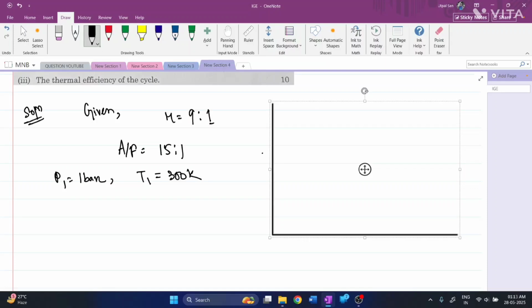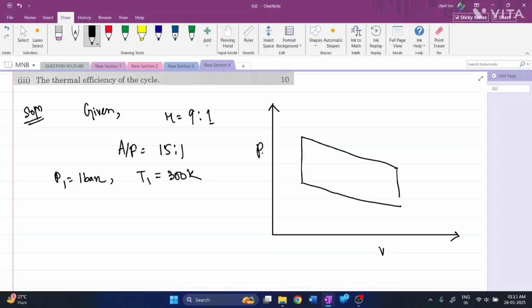Let us draw here. This is the PV diagram. Here is the constant volume heat addition, and the compression. This is a rough diagram so that you can get an idea of what is happening in this question. So let us identify the points here.